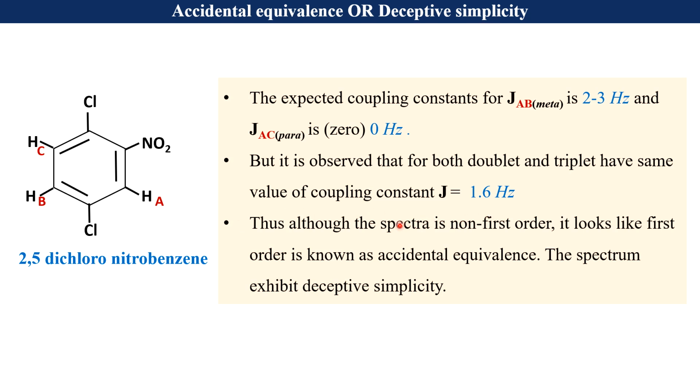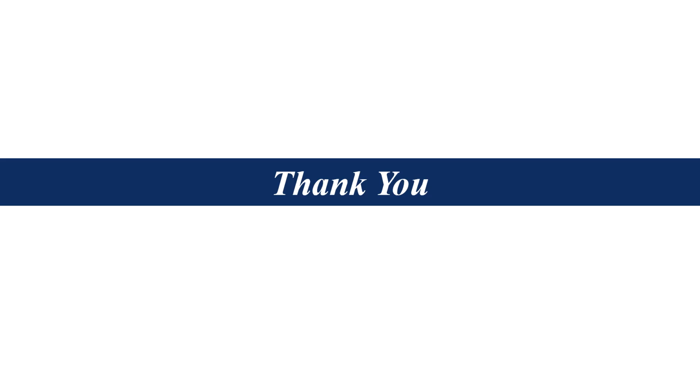Thus, the spectrum looks like a first order spectrum, although it is non-first order. Such type of simplicity is known as accidental equivalence or deceptive simplicity. That's about this term, deceptive simplicity. Thank you very much.